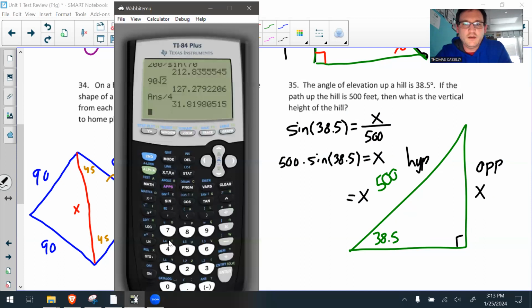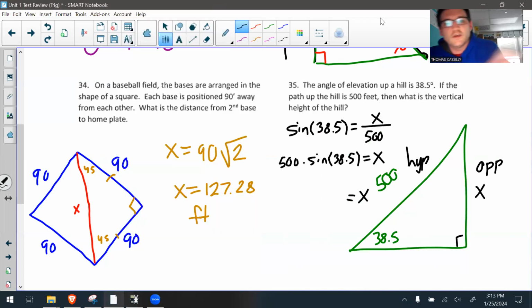Punch all of that in. 500, last problem here, times the sine of 38.5. Oh, what is that? 311. Wow. 311.26. And there we have it. That's how much vertical movement we had when we climbed this hill. All right, and that one's done.